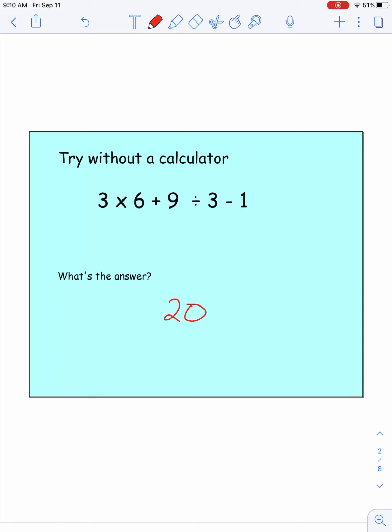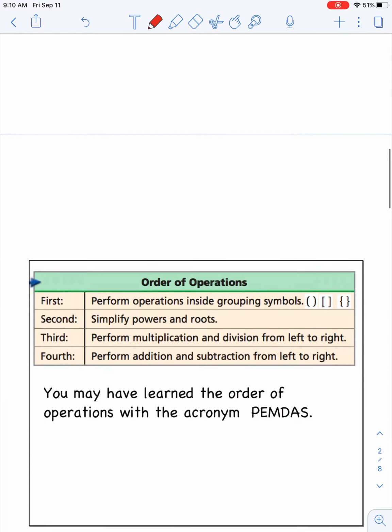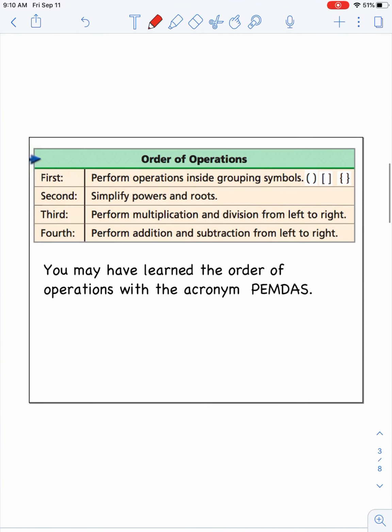The answer should be 20. Now, if you didn't get that answer, that means you didn't follow the correct order of operations. So we'll come back to this in a minute, but let's talk about the order of operations. So here's one way to look at it. First, you need to perform all operations inside any parentheses or grouping symbols. Second, you need to simplify powers and roots. The third thing, you need to perform multiplication and division from left to right in order, and then addition and subtraction from left to right in order.